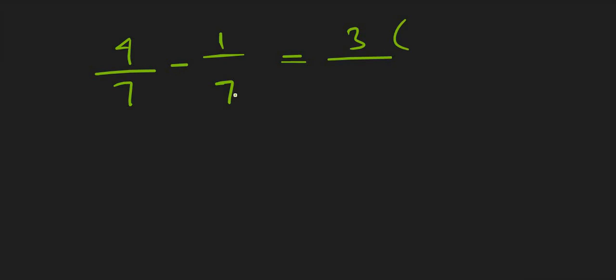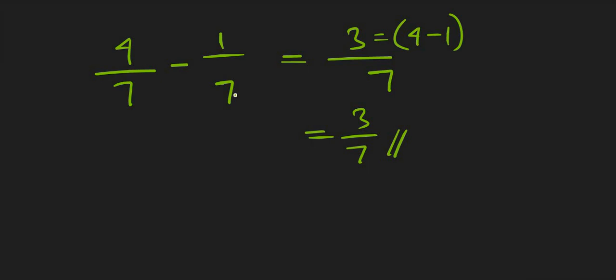Suppose we had the same denominator. Now in this case, 4 over 7 minus 1 over 7 is directly, you subtract the numerator 4 minus 1 and you write the denominator as it is. Therefore, you get 3 over 7 directly.